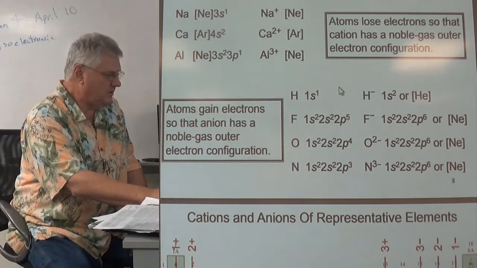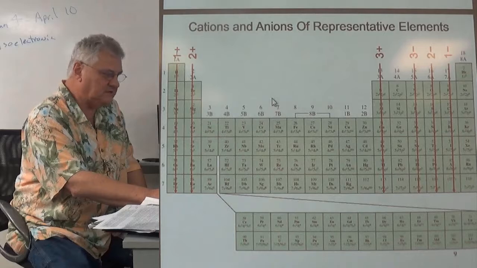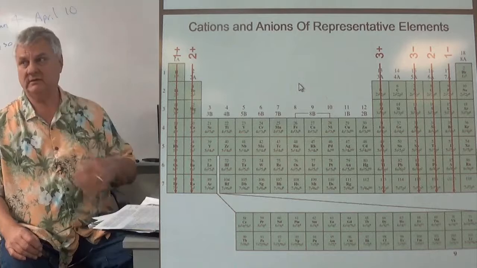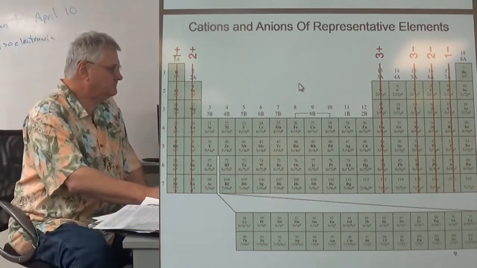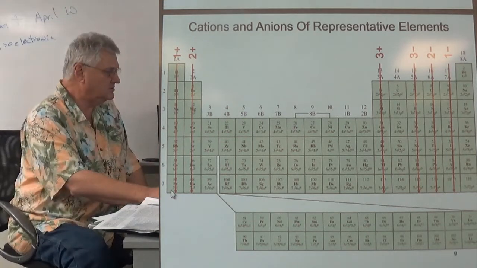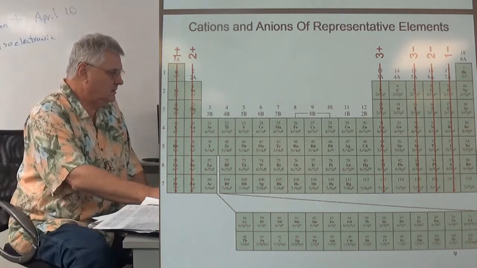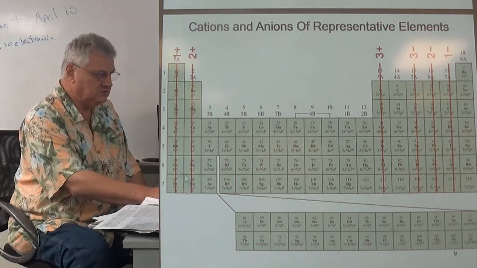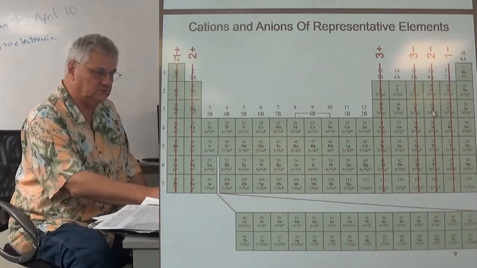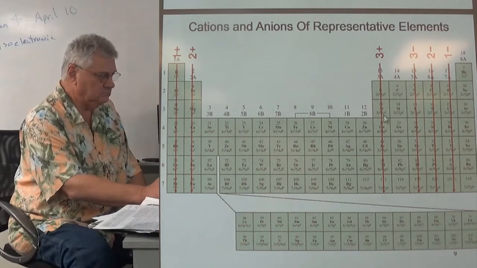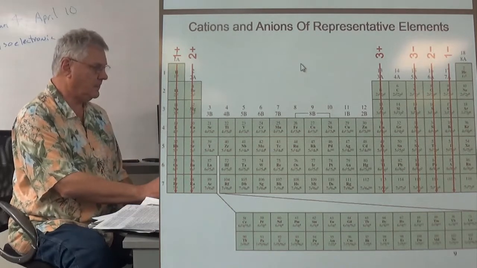Also, for representative elements, we mentioned this near the beginning of the semester, the charges of the ions they form is quasi-predictable. Group 1A, these alkali metals, form ions with a +1 charge because they lost an electron. The alkaline earths, a +2 charge. The halogens, -1. Oxygen, sulfur, -2. Nitrogen, phosphorus, -3. And then for aluminum, +3. Okay?